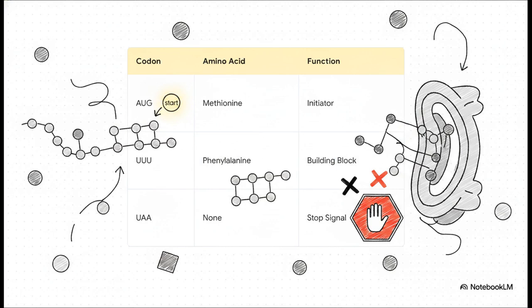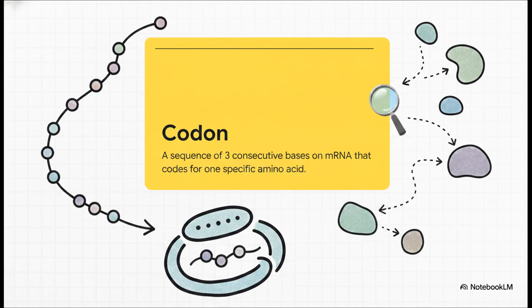Then you have things like UUU, which gives us phenylalanine, a structural building block. But importantly, down at the bottom there, UAA, UAG, and UGA, those don't represent any amino acid at all. They act strictly as stop signals. Which brings us to a really crucial concept, the codon.